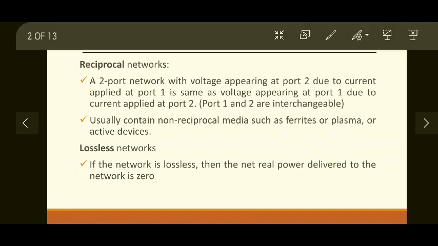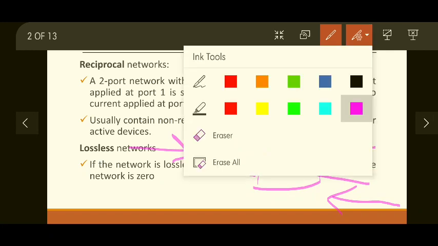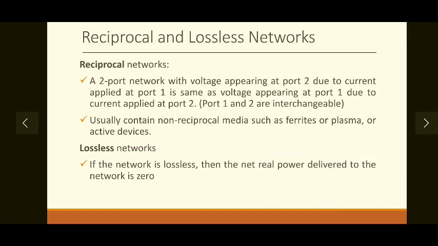For example, this is our two-port network. It doesn't matter whether you apply input here or here. The network will behave in the same way. That is the meaning of reciprocity. Usually such reciprocal networks contain non-reciprocal media such as ferrites or plasma or active devices. Passive devices do not exhibit non-reciprocal nature.